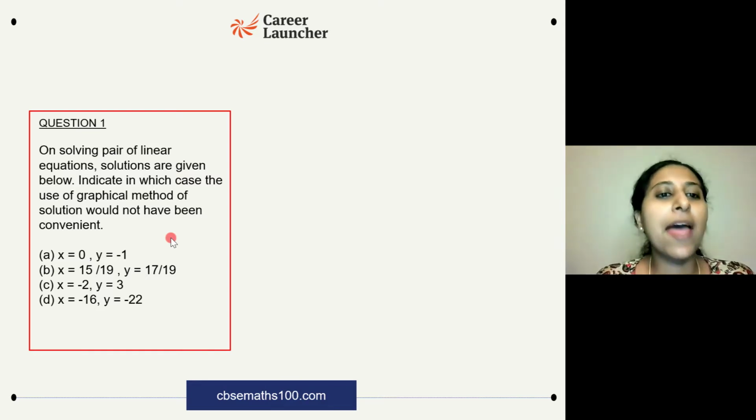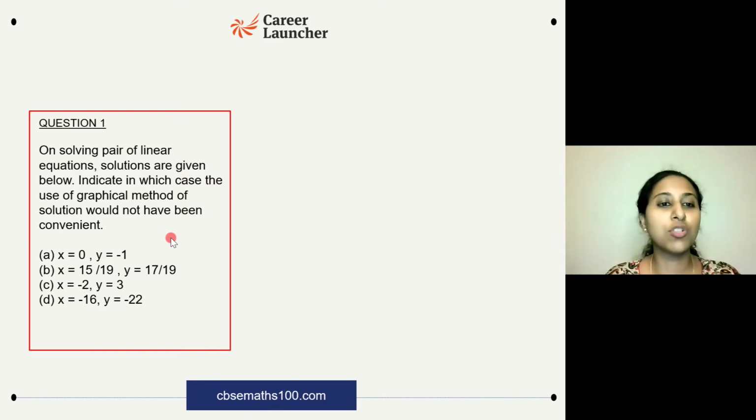On solving pair of linear equations, solutions are given below. Indicate in which case the use of graphical method of solution would not have been convenient. When you look at the solutions given over here, where would the graphical method not be convenient?